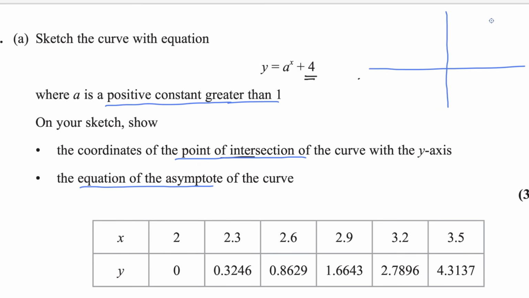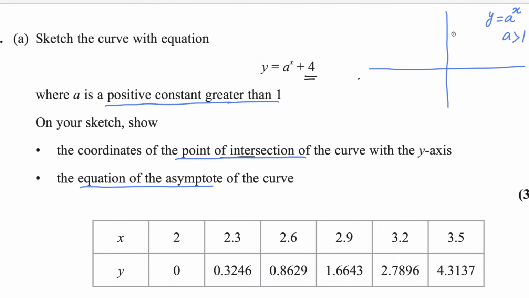X-axis, y-axis. Let's say this is an exponential function, and here a is greater than 1. This is the one case. As the value of x increases, the value of y also increases. As the value of x decreases, the value of y decreases, and it approaches 0 but never touches this line.